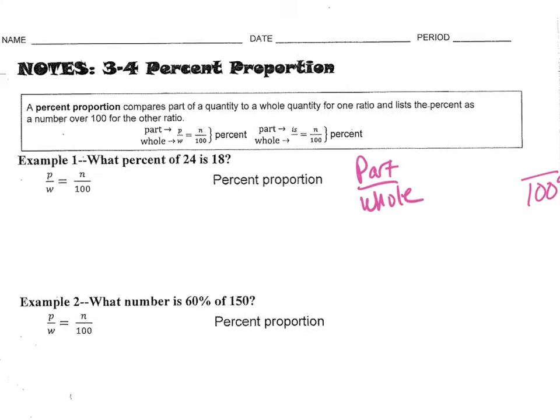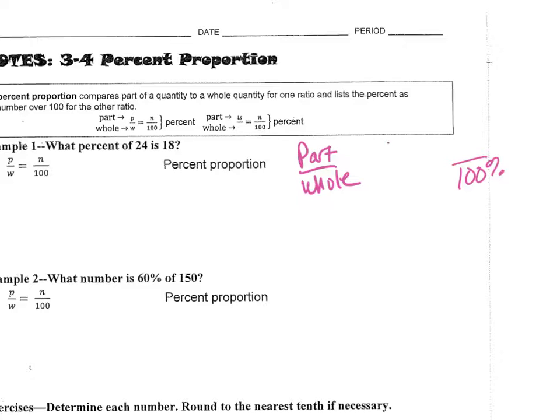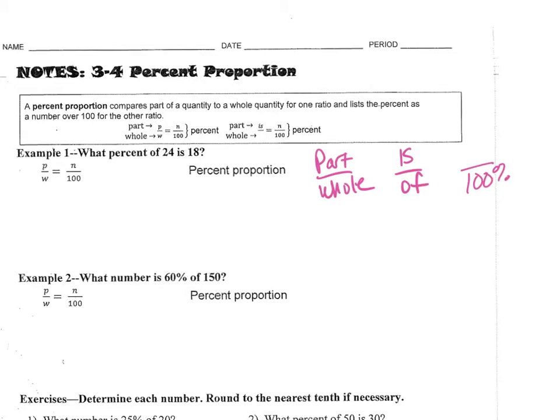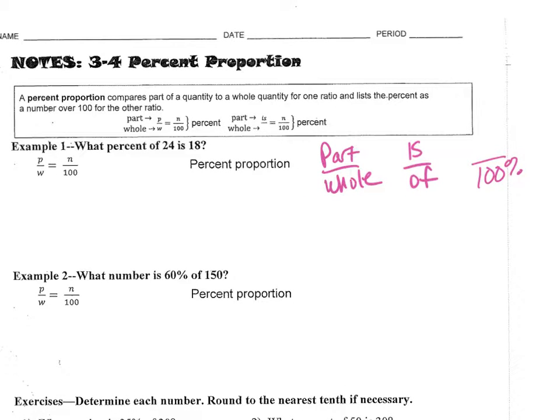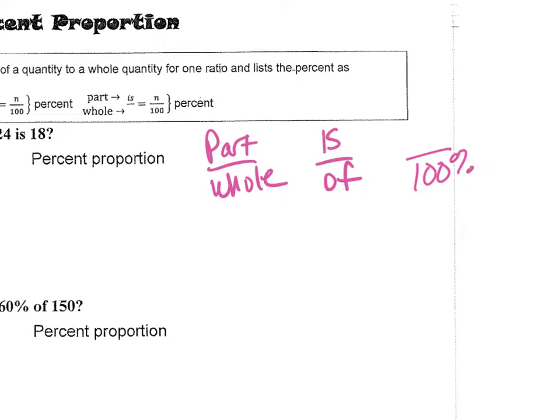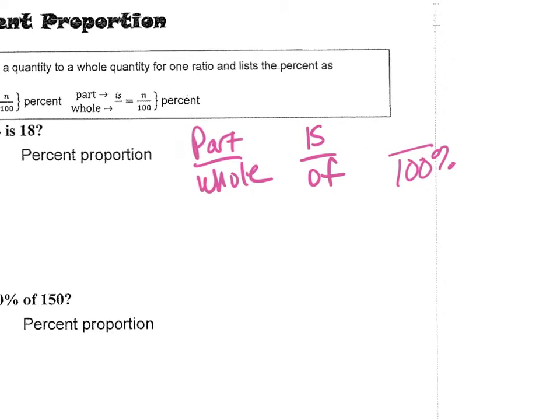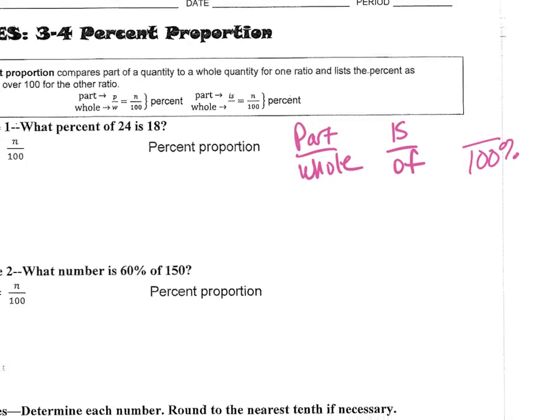And you'll see these words: is, over, of. That's kind of how they word all of these questions in here. It'll say, what percent of 24 is 18? And the words that go with those numbers are is, over, of. Is is always on top because it's saying that's a part of some number. Of is always on the bottom. And when we're dealing with percents, 100 is always on the bottom.